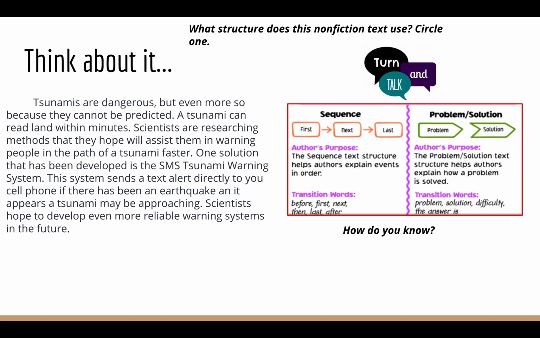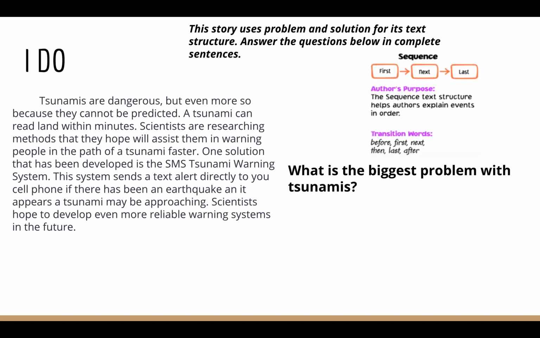So the text structure being used here is problem and solution. There is a clear problem that is in this text and a solution to the problem as well. So this first question here is, what is the biggest problem with tsunamis? I'm going to go back in the text, skim and scan the text for the answer, restate the question. The biggest problem with tsunamis is that they cannot be predicted.